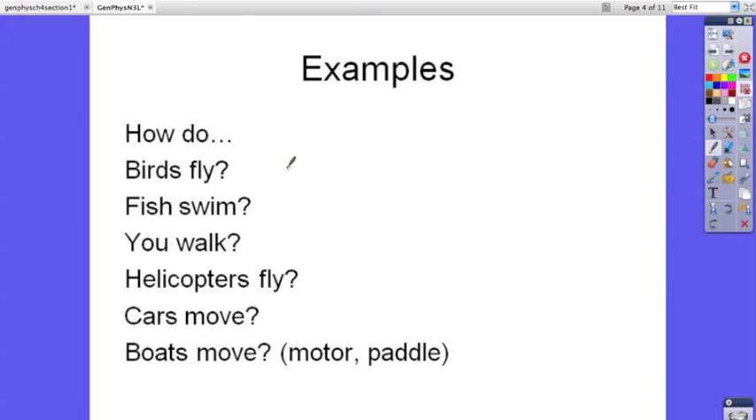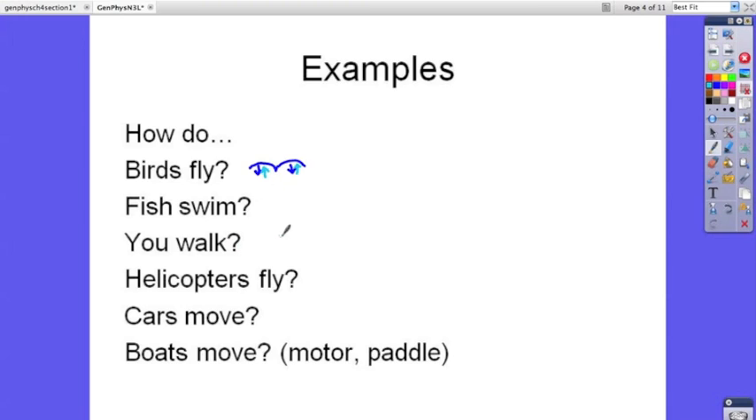How do birds fly? Well, when birds flap their wings, they are pushing down on the air, and the reaction force is the air pushing back up on the bird's wing, and this is what gives the bird lift. How do fish swim? Well, the same way you do. When you swim underwater, you push your hands back through the water, and the water pushes you forward, propelling you forward. So you push the water back, and the water pushes you forward.